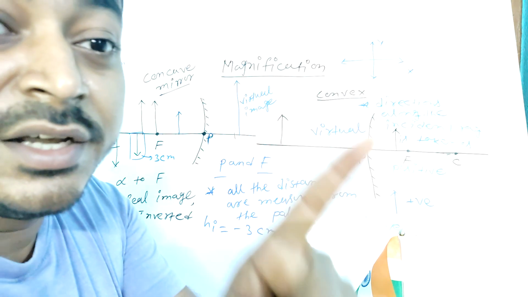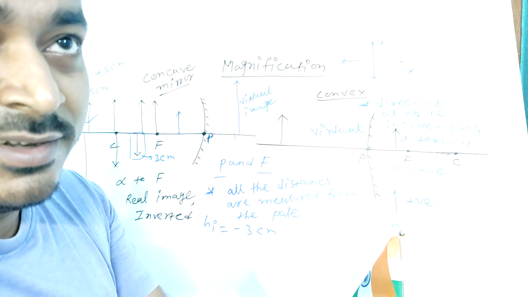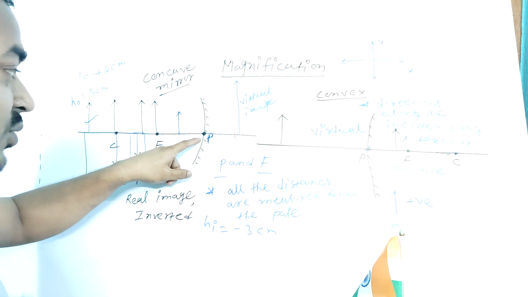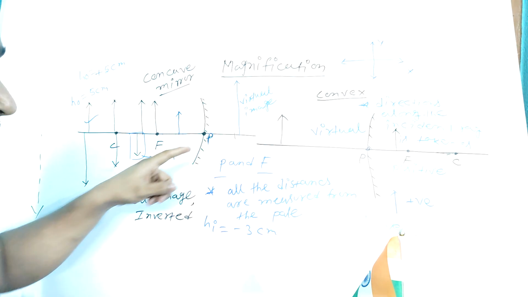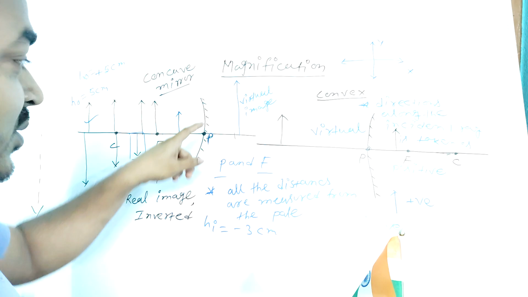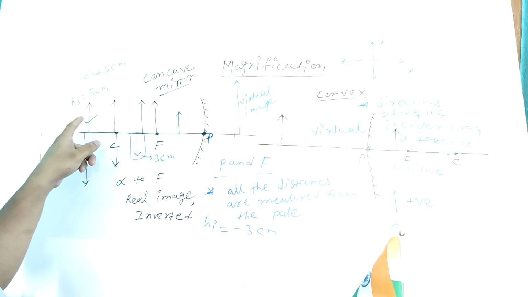Now come to the next point. In case of a concave mirror, this is the pole. So the object distance is from the pole to the object.